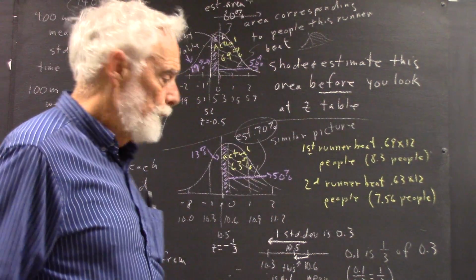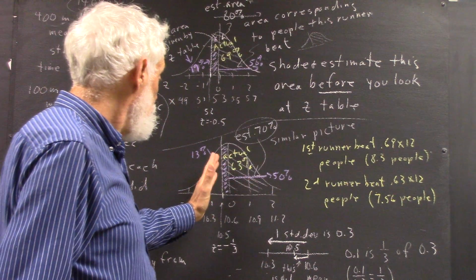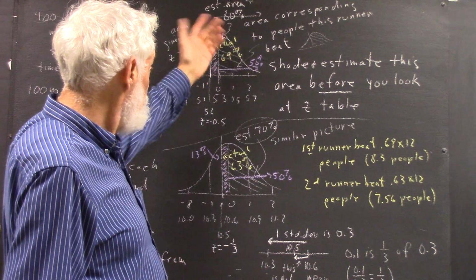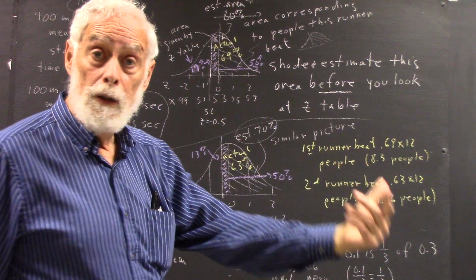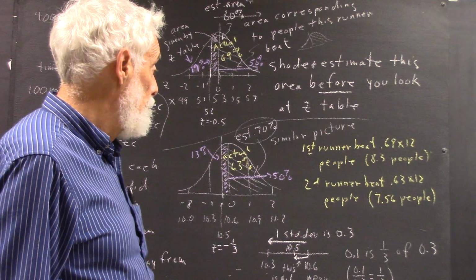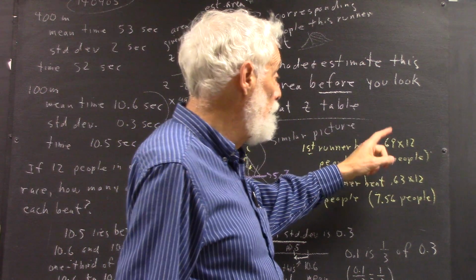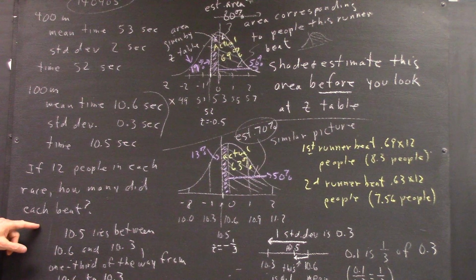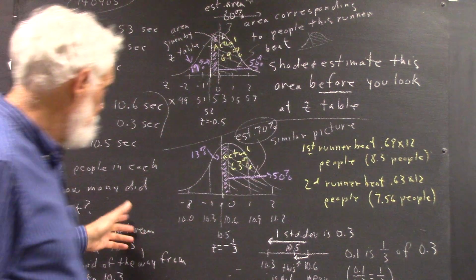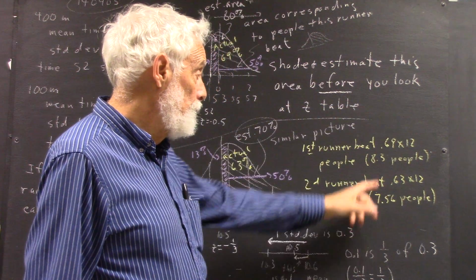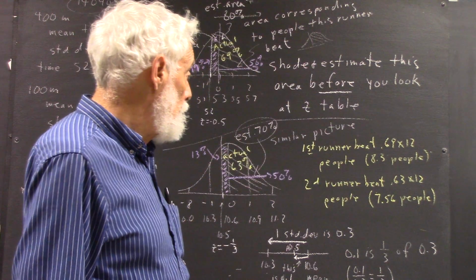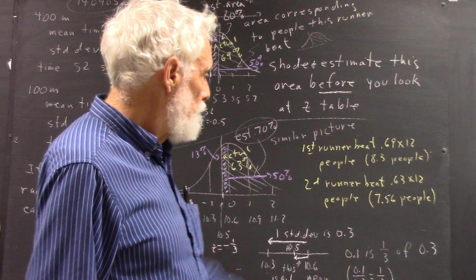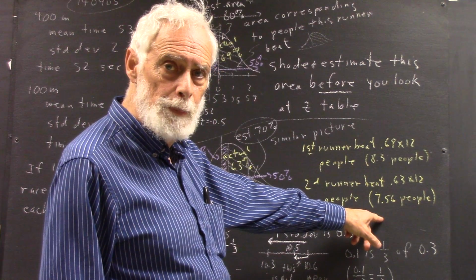So from your picture, it's obvious what you do with the 13% and the 50%. To get all of this, you add this little bit to this. You get 63%. And up here, you do the same thing. You add the 50% to the 19%, you get 69%. Okay. So we conclude that the first runner appears to have beaten 69% of the 12 people in the race, because we stated that now, if there are 12 people in each race, how many did each person beat? Okay, so we're answering that question. Multiply the 0.69 by the 12. I think you get 8.3. I think it's 8.28. And here, I think you get 7.56, but check my arithmetic. So this person beat 8.3 people. This person beat 7.56 people.